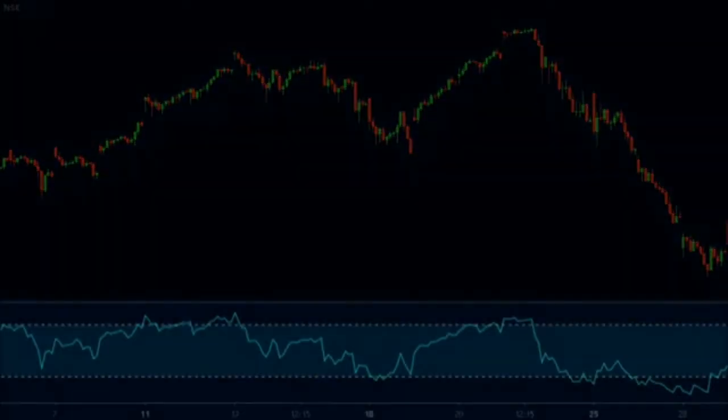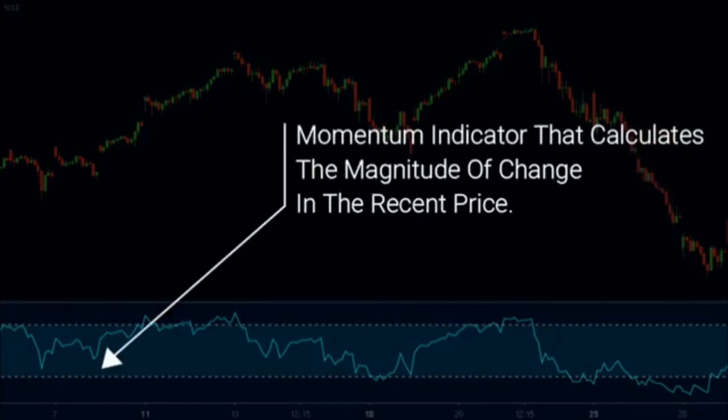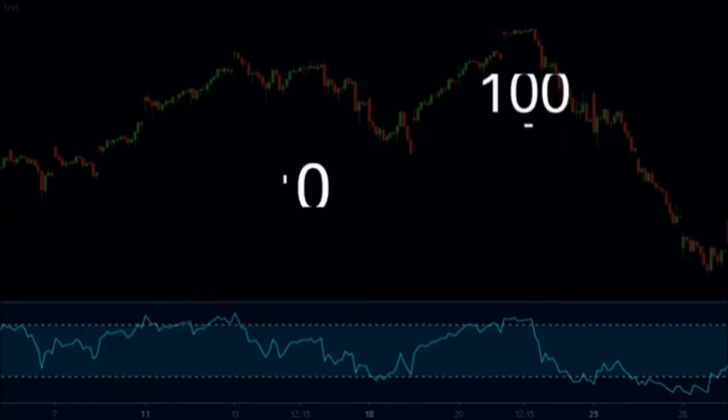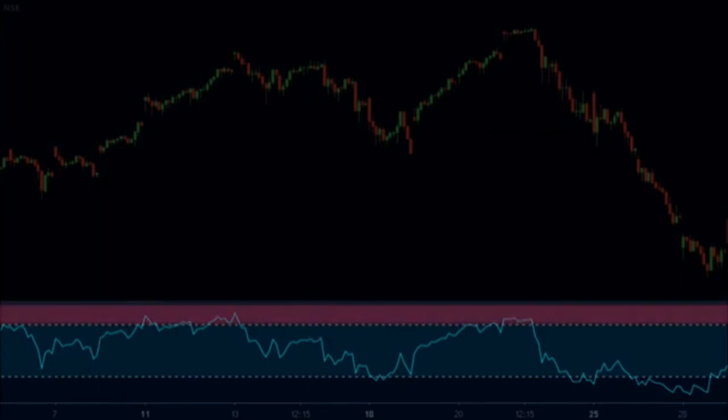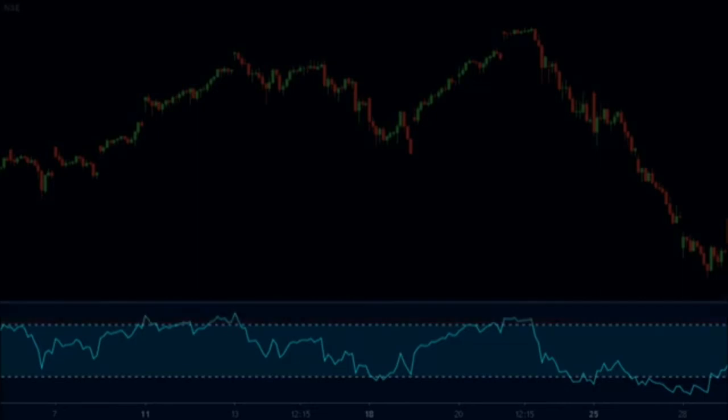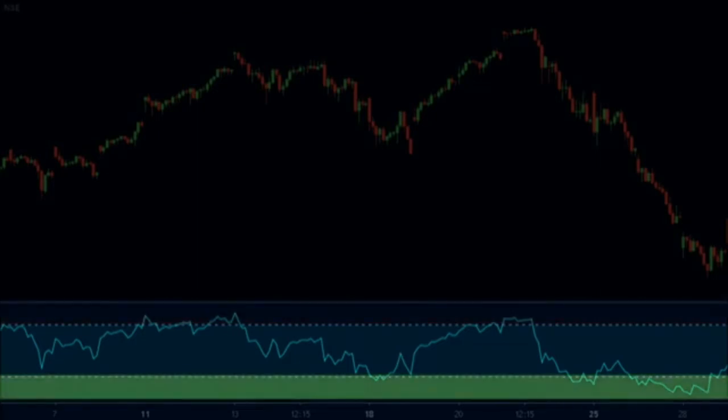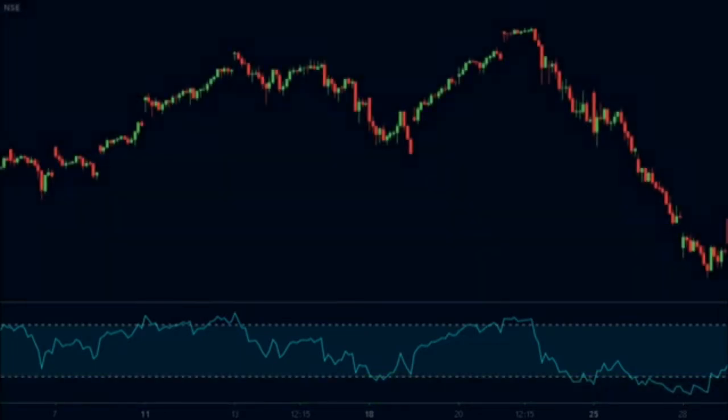The relative strength index is often regarded as one of the most useful indicators in technical analysis. It is a momentum indicator that calculates the magnitude of change in the recent price. The value of the RSI moves between 0 and 100. When the RSI is above 70, the market is said to be in an overbought condition. Similarly, when the RSI is below 30, it is said to be in an oversold condition.